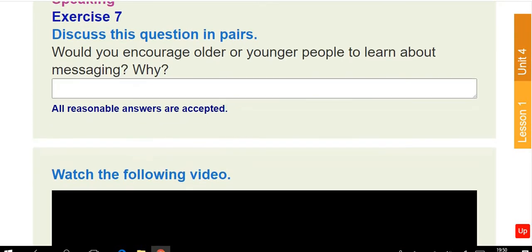Now discuss these questions in pairs. Would you encourage older or younger people to learn about messaging and why? I want to receive your writing about this topic, please. I want to see what you think. Is it suitable for older or younger people to learn about messaging? And what's your point of view? I'd like to know all about it. Now, I'll leave you to watch the following video and enjoy your time.